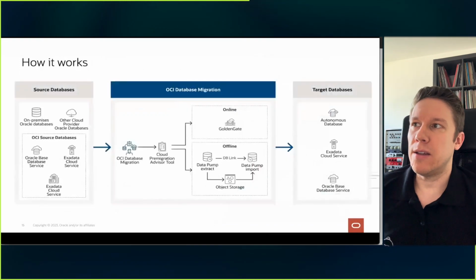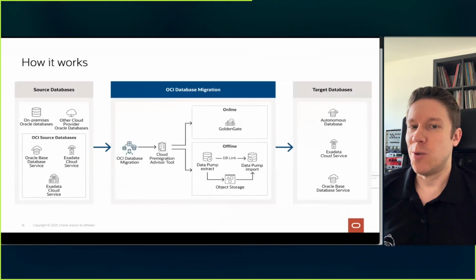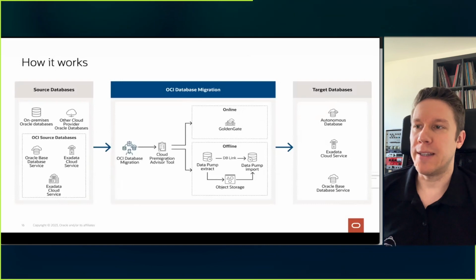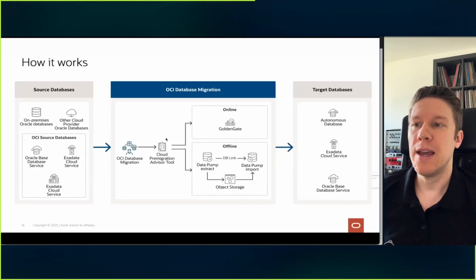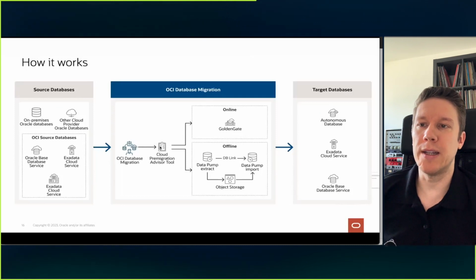And how does it work? So we have our source databases, and then we have OCI Database Migration that connects to the source database and extracts the data, uploads it to object storage, and then imports the data. And the nice thing with OCI Database Migration, it also has CPAT, the tool that I've shown you before that scans the source database. It has CPAT included and integrated. I will also show you that in a minute.